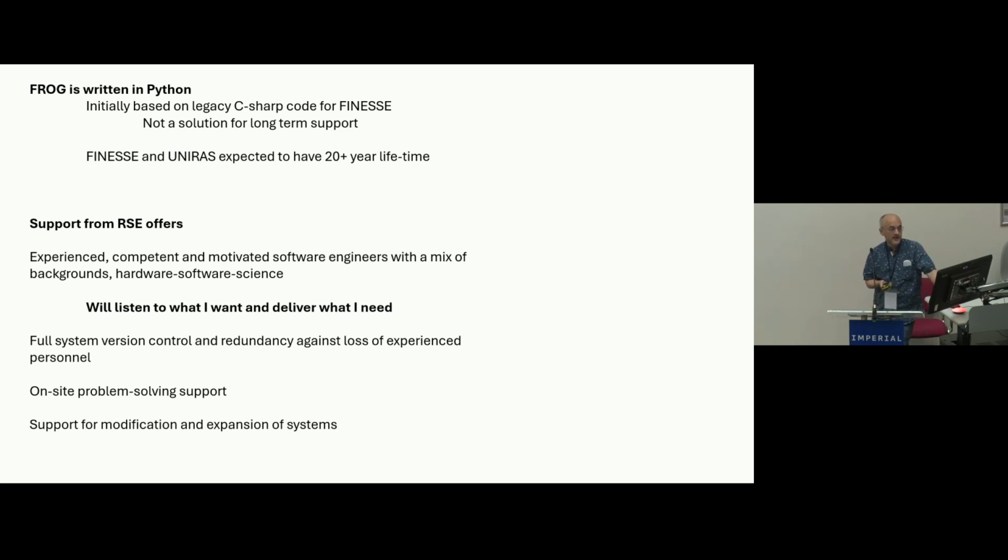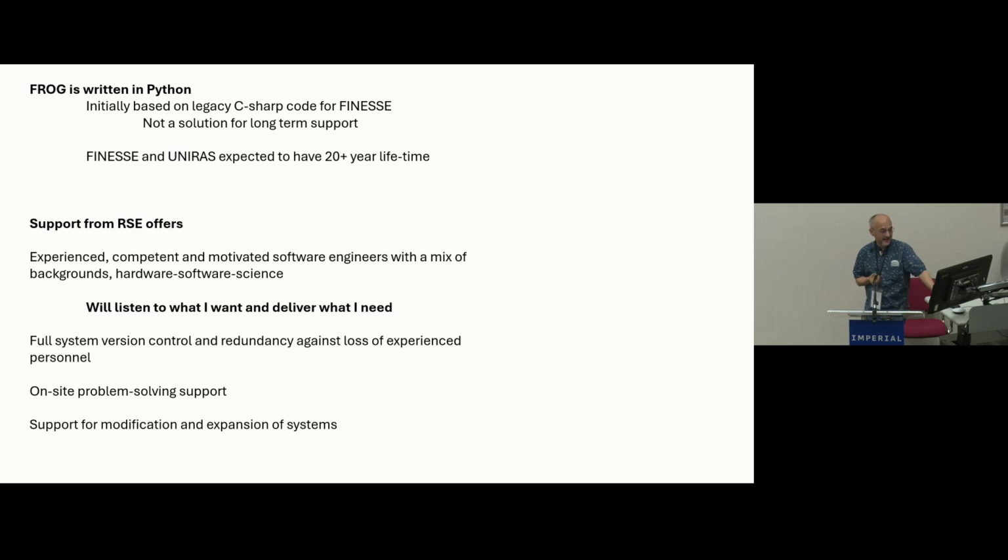Right, so I want to just finish with what we learned. Our control system was initially based on legacy C# code. It's not a solution for the long term. FROG is written in open source Python. FINESSE and UNIRAS experiments are expected to have lifetimes of 20+ years, and so we'd like to have everything written in a language which will be supported for the long term. And RSE have committed to that, I think.